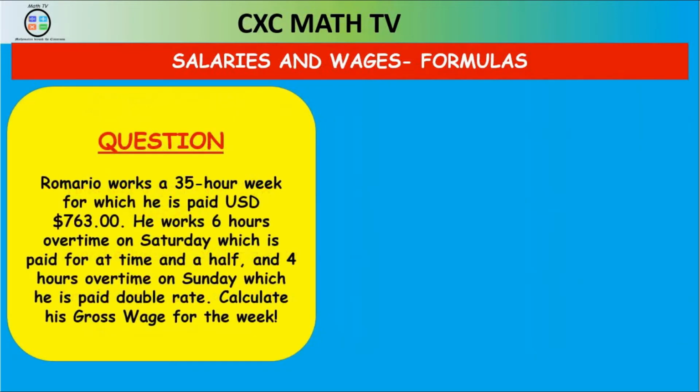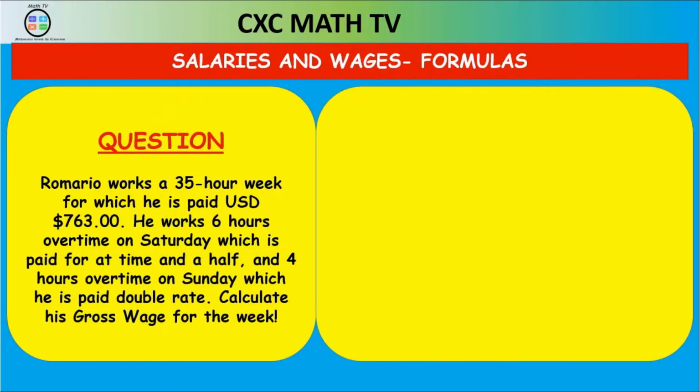So here's a question. Romario works a 35-hour week for which he is paid $763. He works 6 hours overtime on Saturday, which is paid at time and a half, and 4 hours overtime on Sunday, which is paid at double rate. Calculate his gross wage for the week.